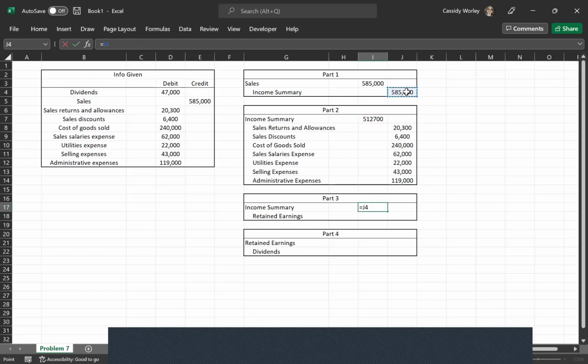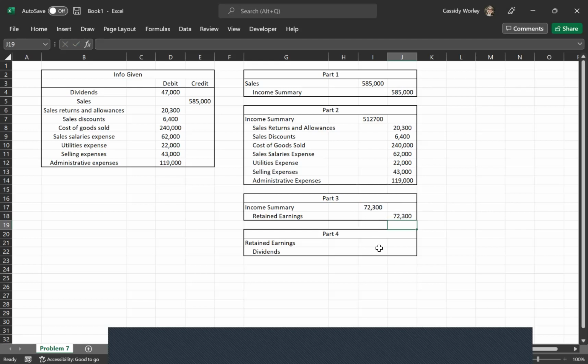basically we take the income summary from part 1, subtract it from the income summary of part 2, and we get 72,300. So then that gets put into the retained earnings with a credit because the retained earnings is the permanent account. I misspoke. The income summary is just a temporary account as well.